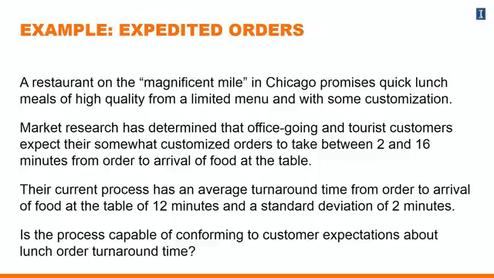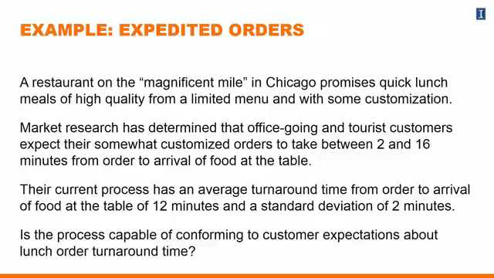That's their expectation. When you look at the actual process, when this restaurant assessed it, they found the average turnaround time from order to arrival to be 12 minutes. This is coming from data collected about the process, and they find an average of 12 minutes and a standard deviation of 2 minutes. So the question is: is this process going to be capable of conforming to customer expectations?